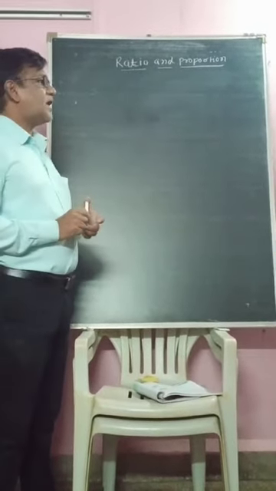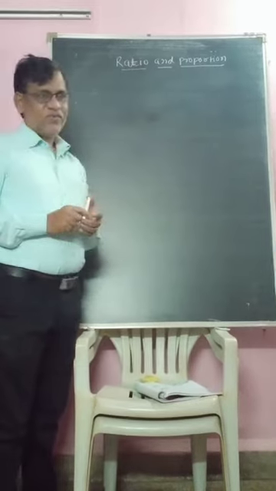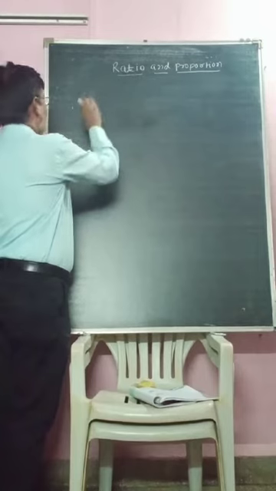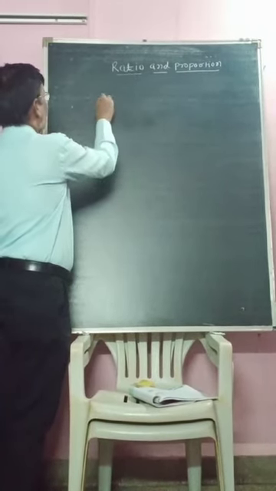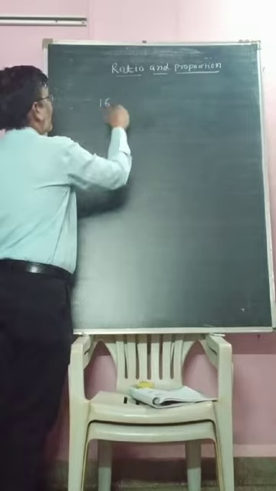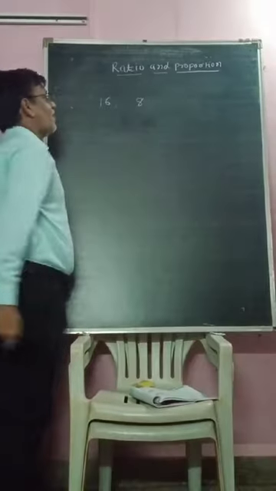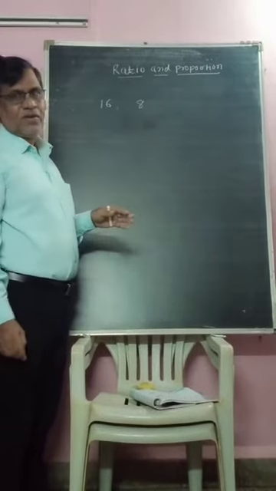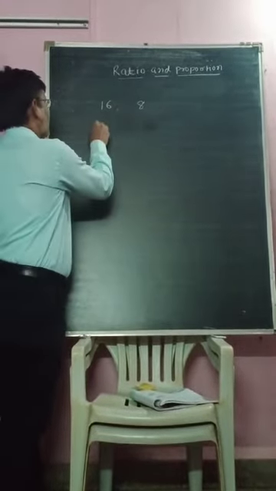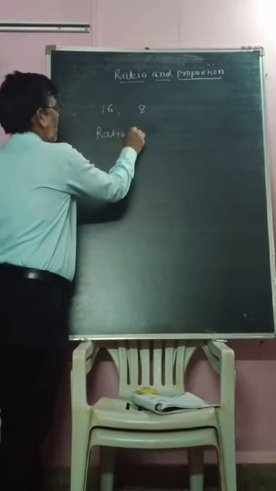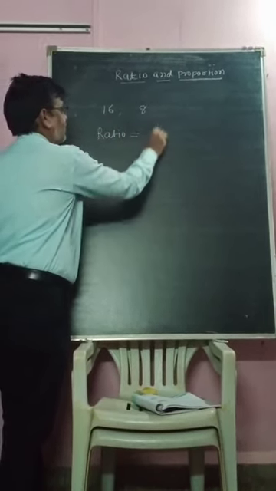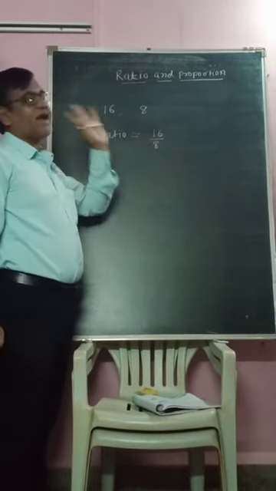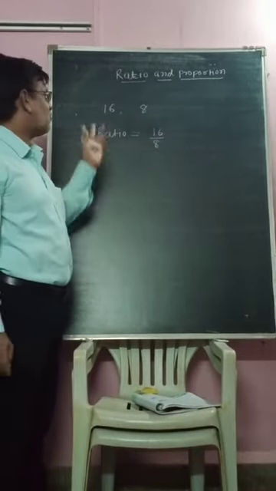So how do we write the comparison as a ratio? Let the first quantity be 16 and the second quantity be 8. When we compare 16 to 8, it means first quantity to second quantity. So you can write the ratio in this way: ratio is equal to 16 by 8. It means the ratio of 16 to 8 is 16 by 8. This is called the ratio of these two quantities.